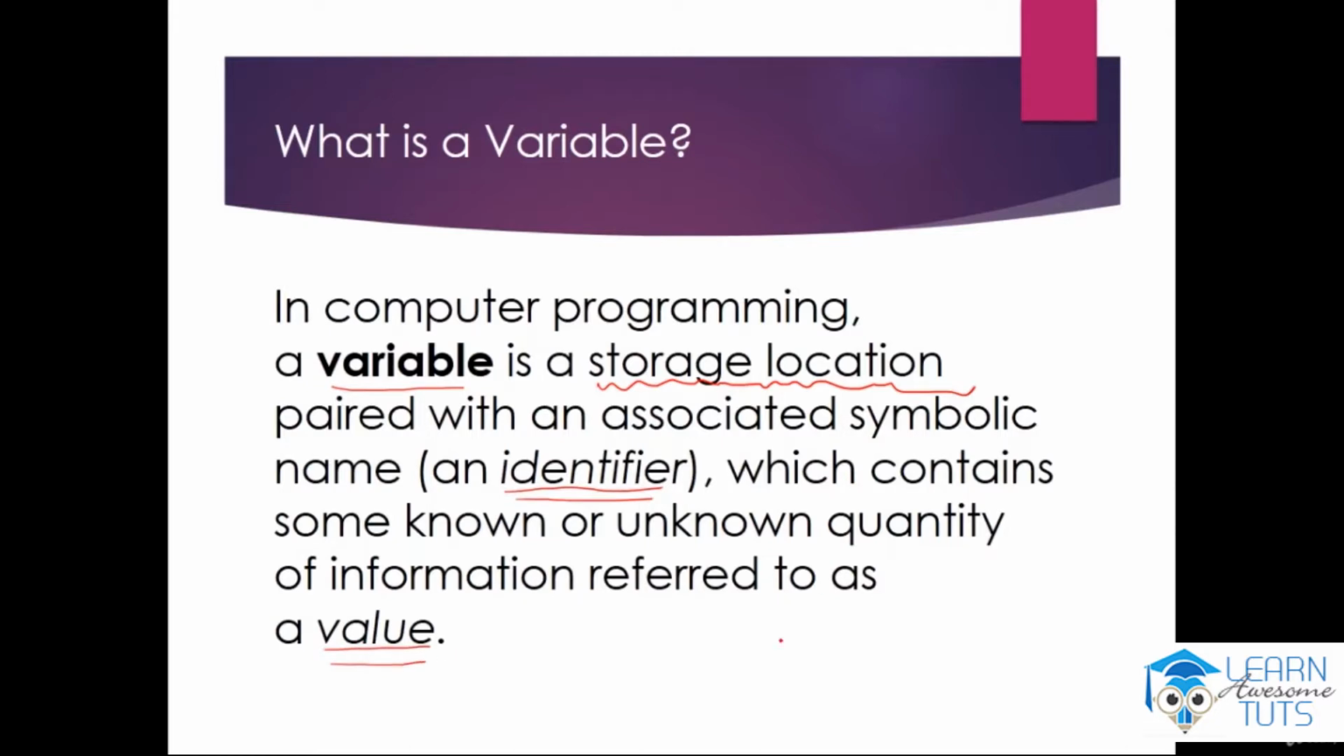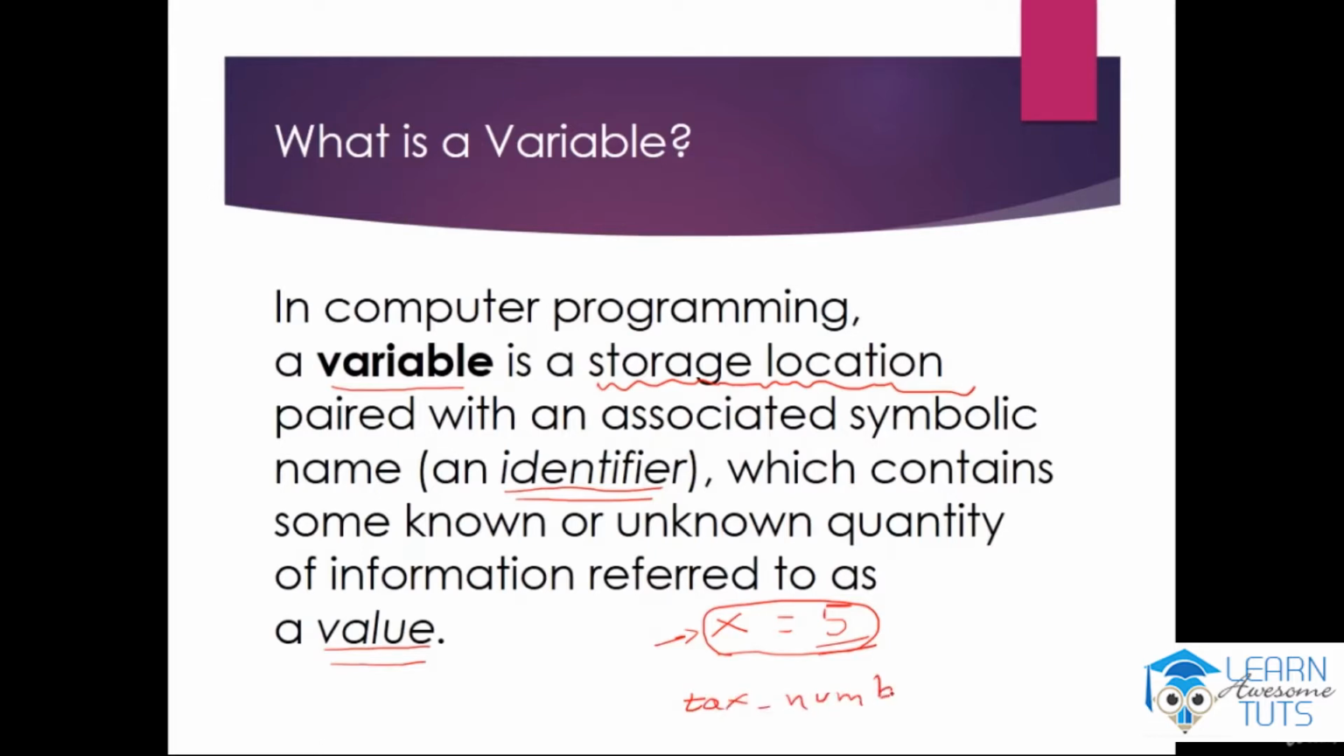So, for example, as in mathematics, we have a variable with the name, the identifier actually, x. And this x has a value of 5. This means that whenever we call the variable x, the value will be 5. But the identifier could be anything. It is an associated symbolic name.